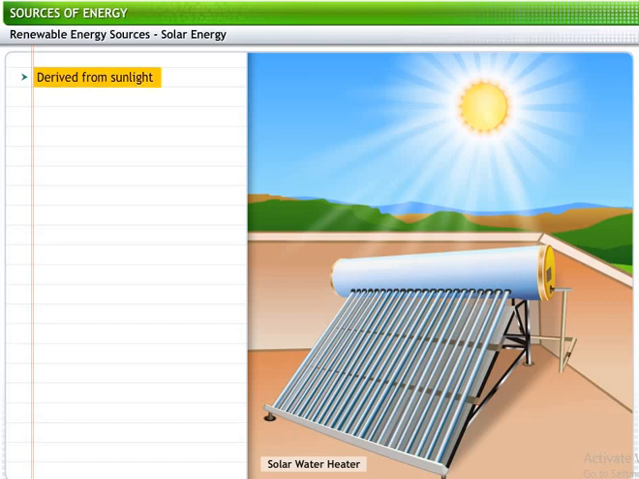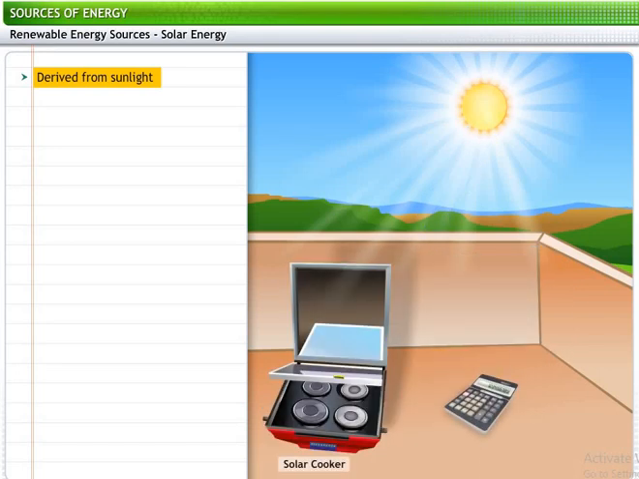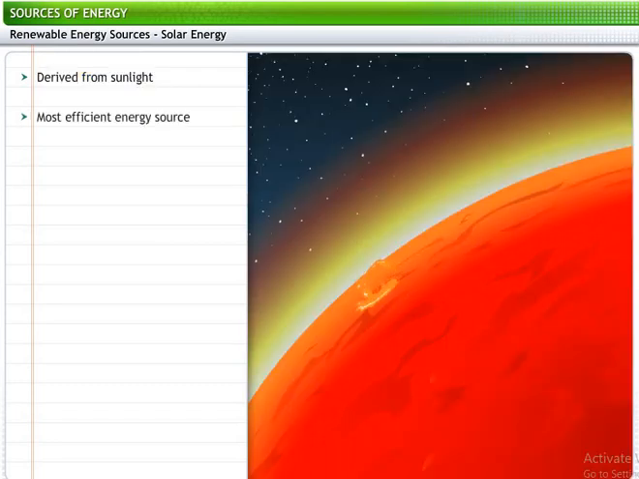We can see solar water heaters at many places, especially at hill stations where heating water consumes a lot of electricity. These heaters make use of solar energy from the sun. The use of solar energy is increasing and pervading our day-to-day lives in many ways. Solar cookers and calculators are already quite common. The sun is the most efficient source of energy available to us.